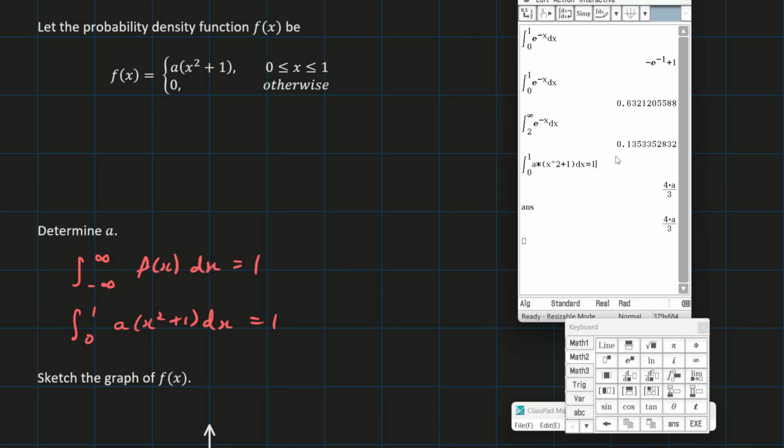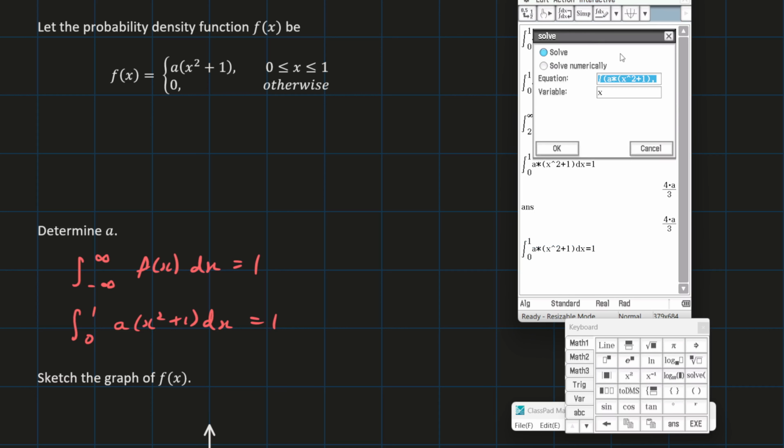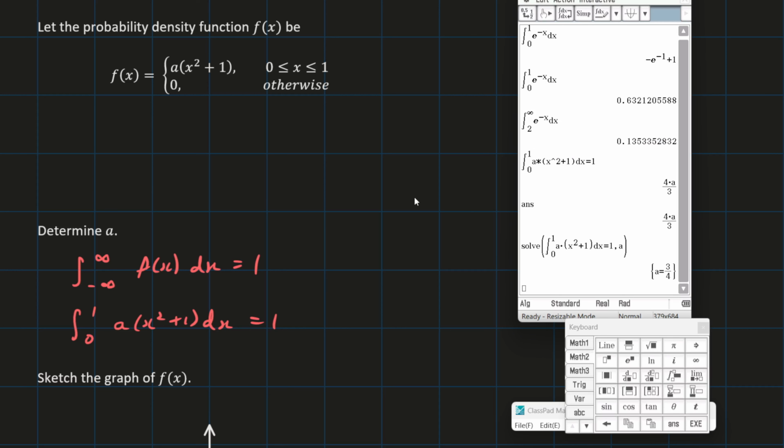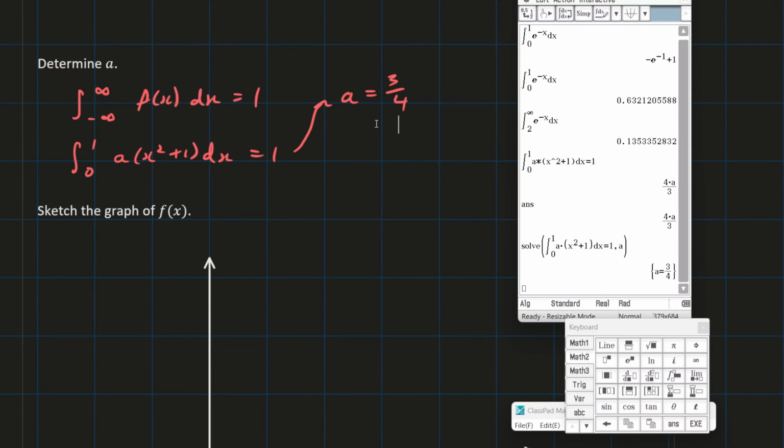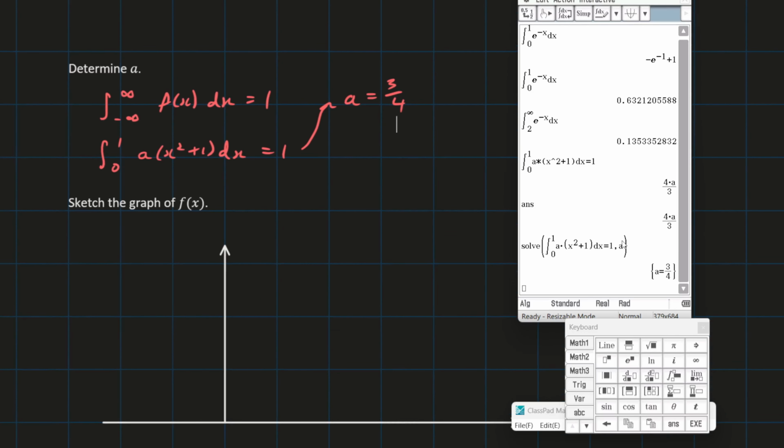So if I wanted to find the a value, I just make this equal to 1 and I solve for a. Or I could just do it manually if I wanted to, but just to confirm, it is 3/4. So a would be equal to 3/4 for this to be a probability density function.